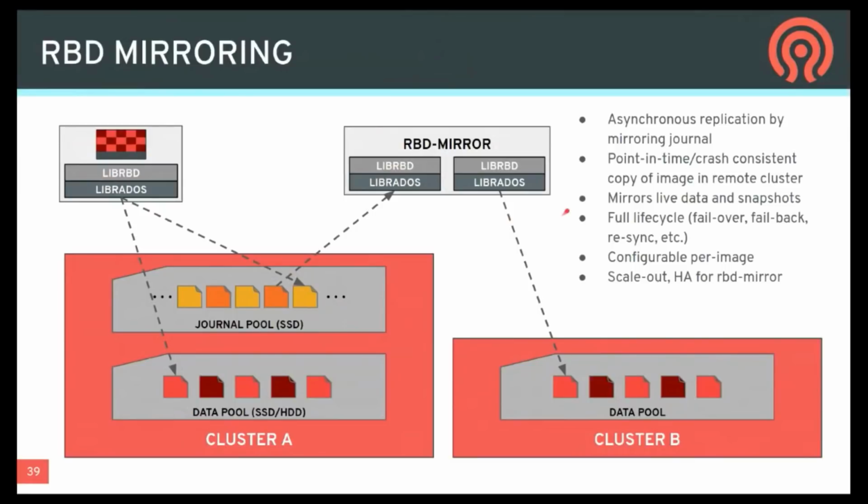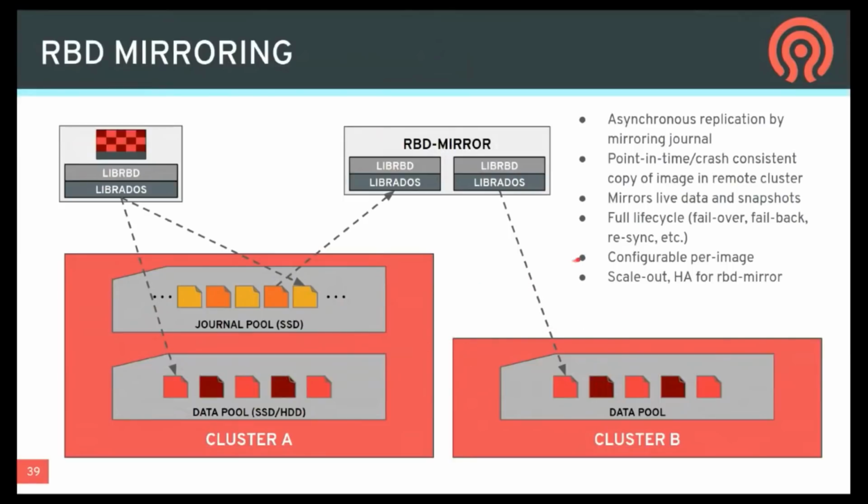And RBD mirroring supports the full life cycle of events that can happen. You might lose your first cluster and have to fail over to cluster B and start consuming that and updating this image. Cluster A comes back online. You need to resynchronize the images by rolling back any changes here that were lost, copying the new changes in B back over to A, and switching the masters back the other direction and so on. So that full life cycle is supported, making this a robust disaster recovery solution.